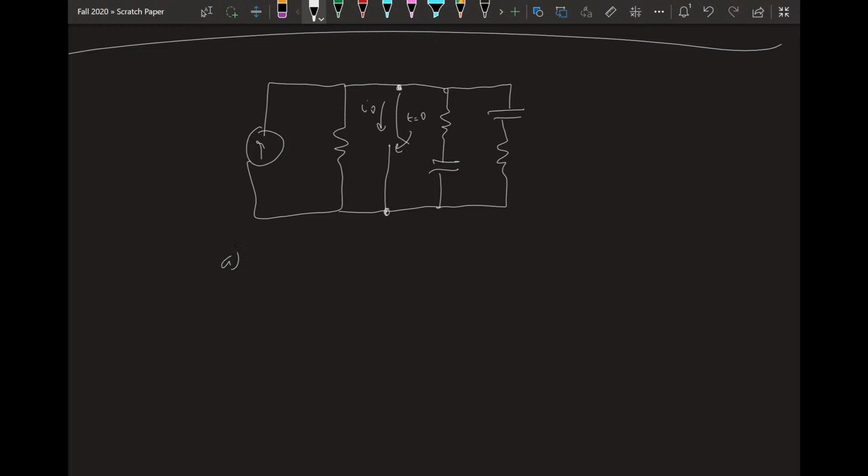So the question is A, find the current at t equals 0 and t equals infinity, and B, find I naught as a function of time. And so this is 5 amps, 30 ohms, 0.2 ohms, 0.5 ohms, 100 microfarads, and 1 microfarad.